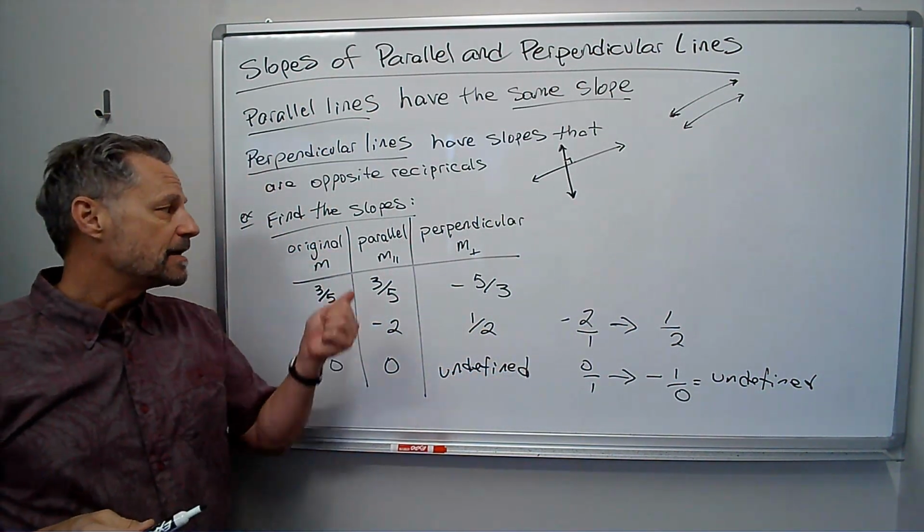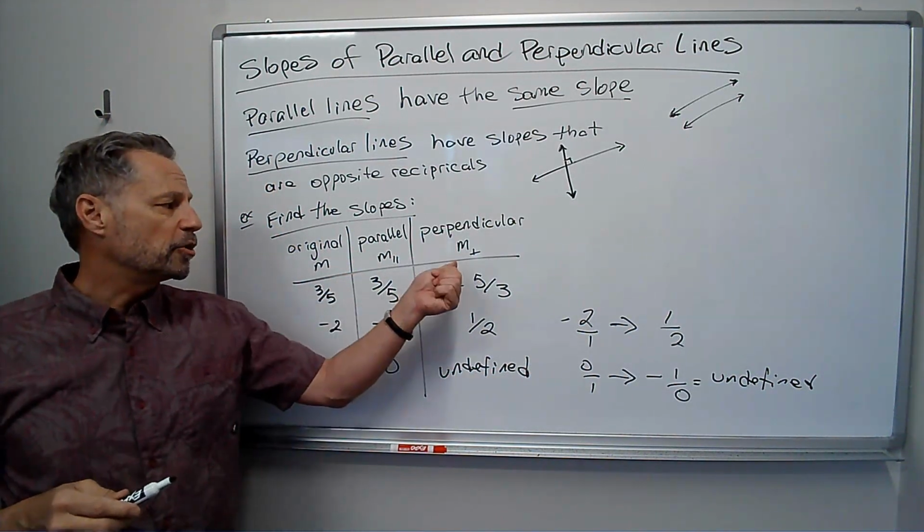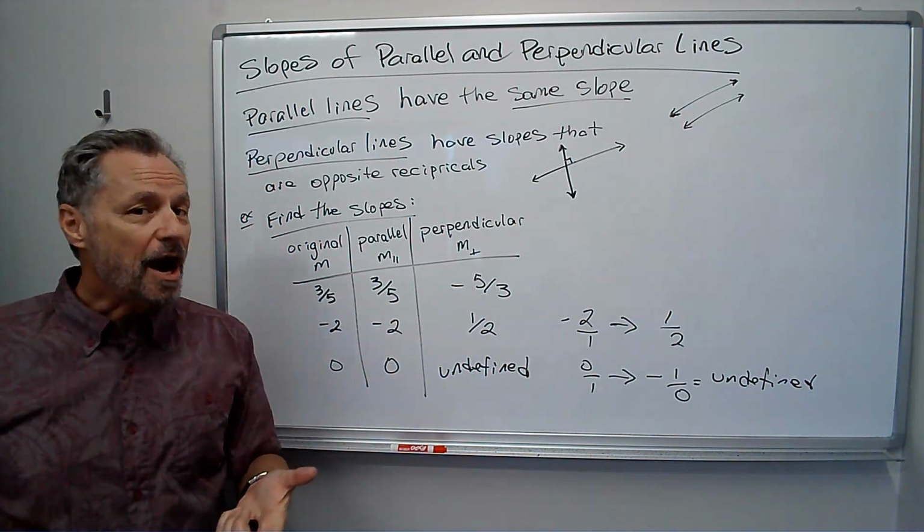Okay, so that's the idea. Parallel lines have the same slope. Perpendicular lines have slopes that are opposite reciprocals.